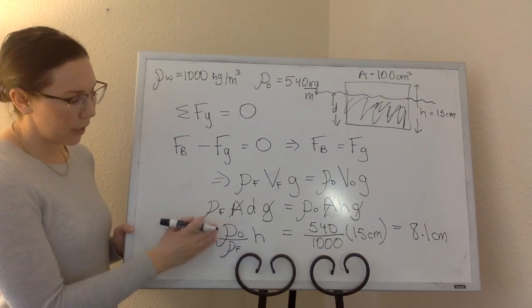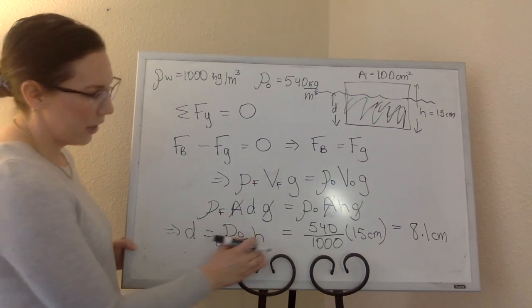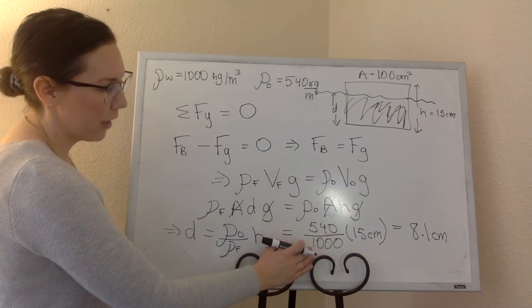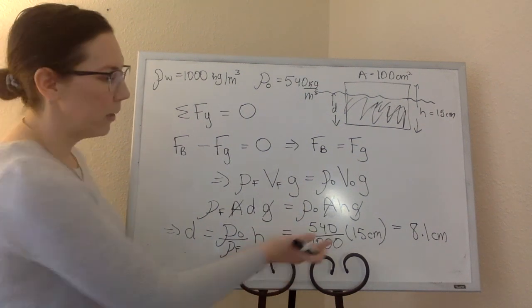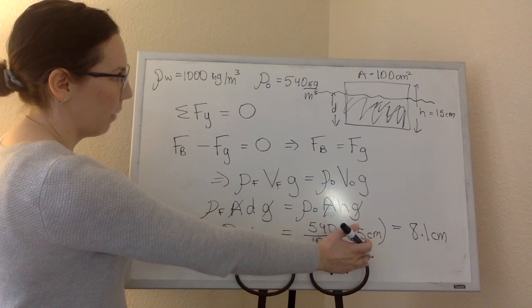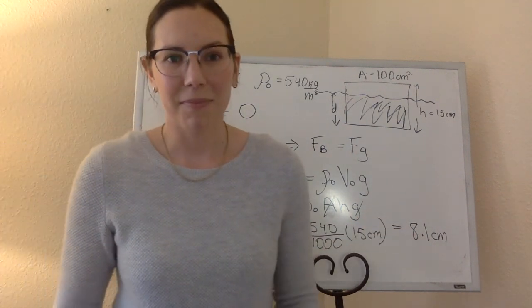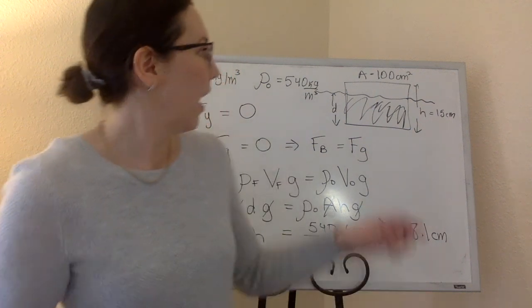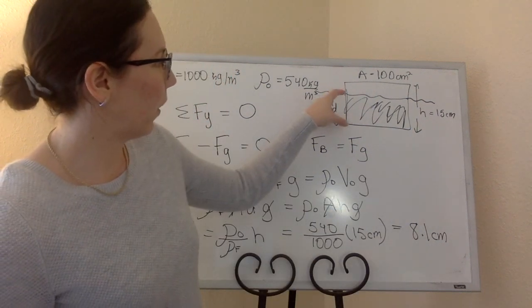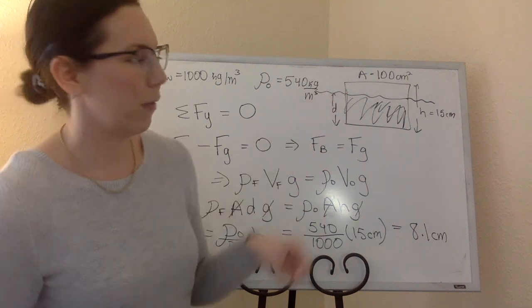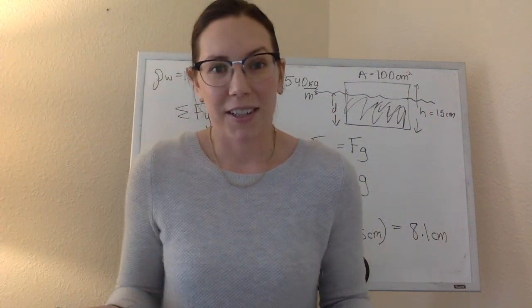So we end up with the ratio of the densities times H, so 540 over 1,000, they're both kilograms per meter cubed, times the height of 15 centimeters, and we get 8.1 centimeters. So it will submerge until 8.1 centimeters are below the surface of the water in regards to its height.